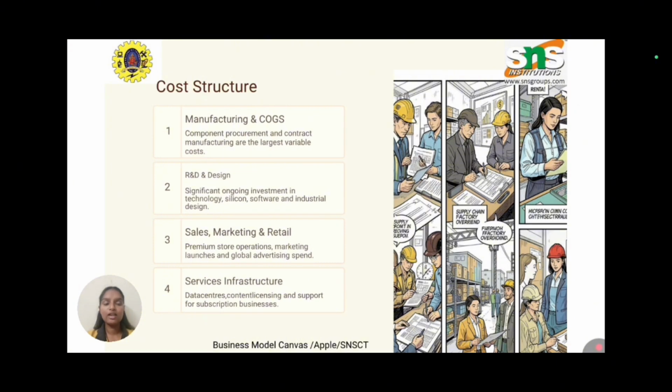Firstly, manufacturing and COGS. The components used are very costly. They are not just costly but also of high quality. So the component procurement and contract manufacturing are the highest variable cost. Next, R&D, research, development and design. The significant ongoing investment in technology, silicon, software and industrial design.